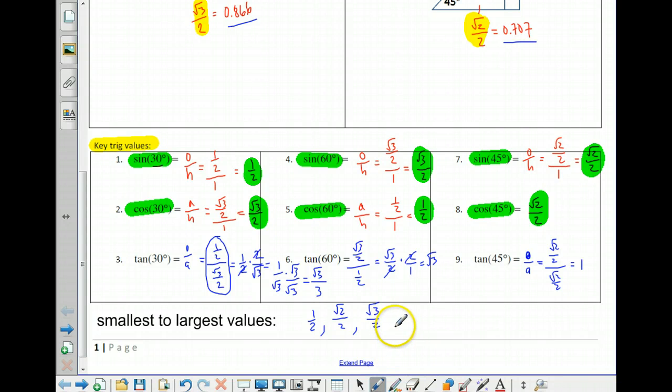And there's a larger number. 1. We already did square root of 3 over 2. Oh yeah, square root of 3. What is that? That's not as important as these 3.